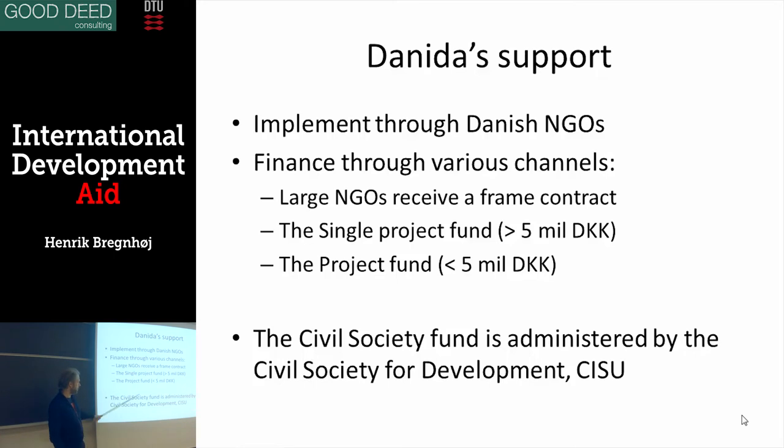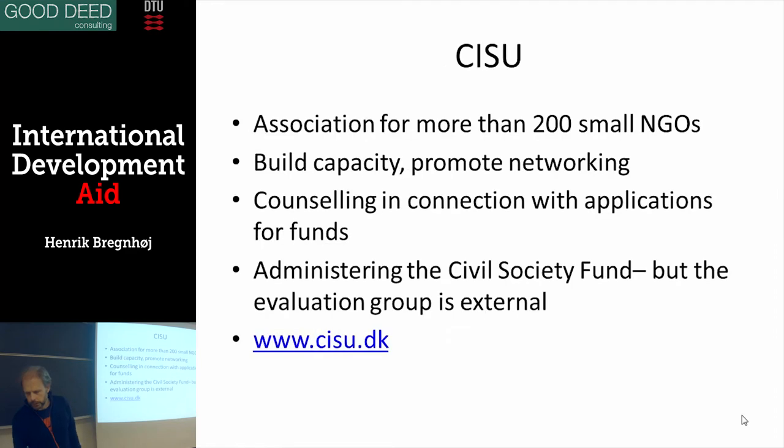And the money for the small funds here is administered by Civil Society in Development, the CISU. CISU, from its beginning, was an umbrella organization for all the small NGOs. It has more than 200 members, so it's an association of all small NGOs here. Its purpose is to build capacity and promote networking among the organizations. They help the organizations when we are writing applications, they will help us to formulate it. So they are working as kind of consultants for all these NGOs.